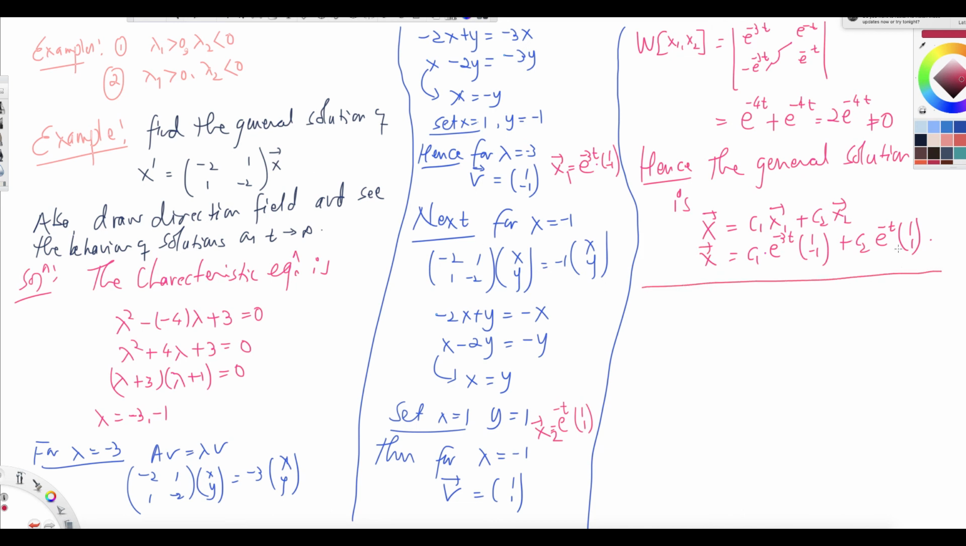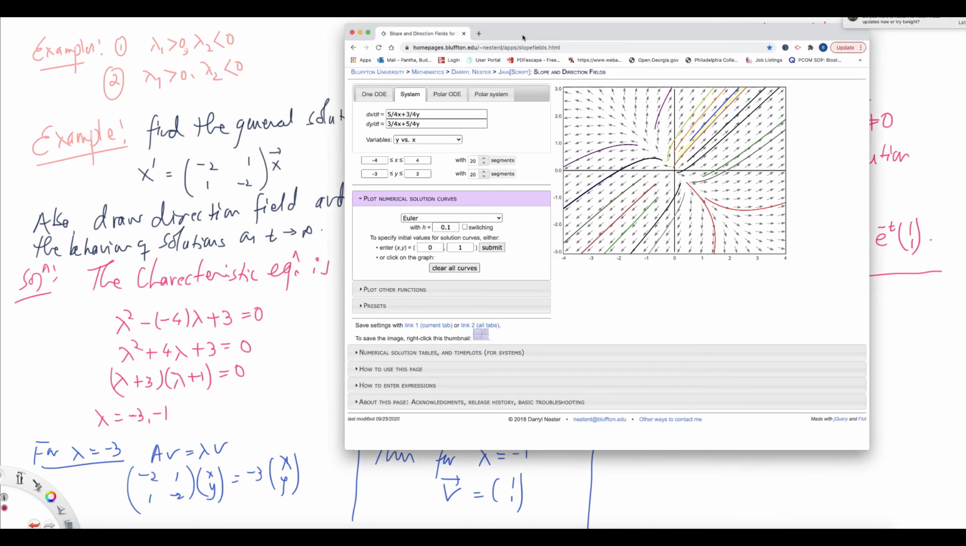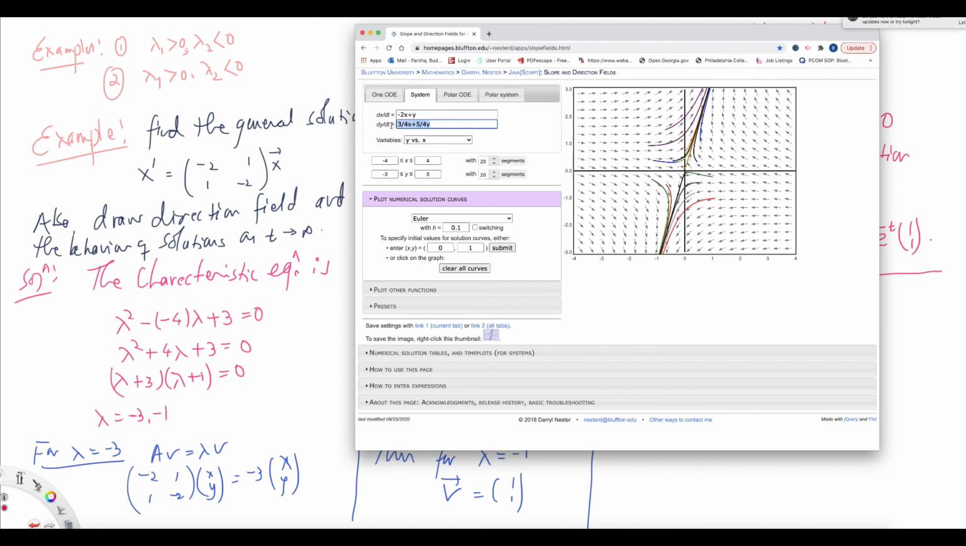Now we want to know the behavior of the solution when t tends to infinity. What I want to do here is enter the equation. If you write (x, y) for the vector x, you get negative 2x plus y for the first component, and for the second one, x minus 2y.